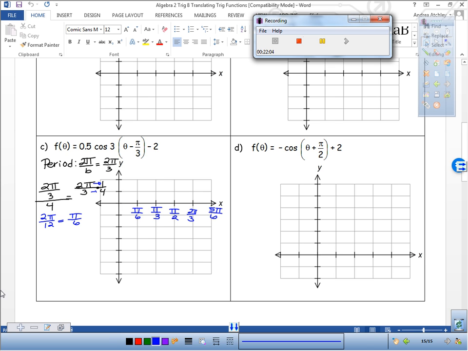Okay. Then I need to know about amplitude. Class, what's the amplitude? 0.5. So that means I should probably count by 0.5s. 0.5 and then 1, and then negative 0.5 and then negative 1, negative 2, skip a line, negative 3.